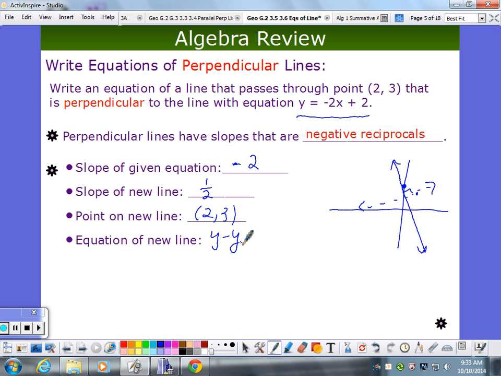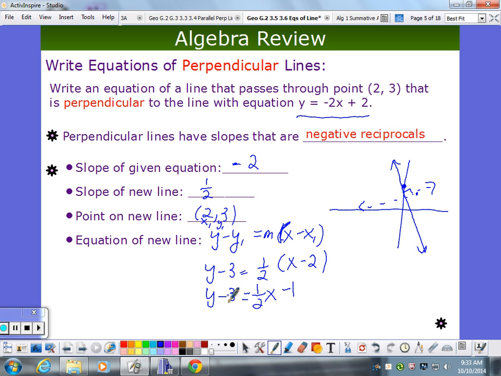So now I'm going to do y minus y1 equals m times x minus x1. So there is my x1 and my y1. y minus 3 equals 1/2 times x minus 2. We're going to distribute that half. y minus 3 equals half x minus half of 2 is 1. I'm going to add 3 to both sides. y equals half x plus 2.